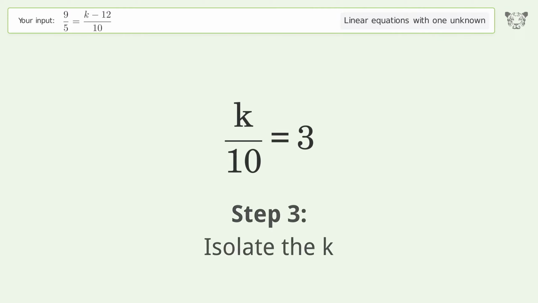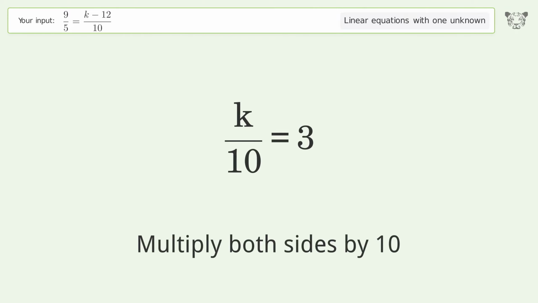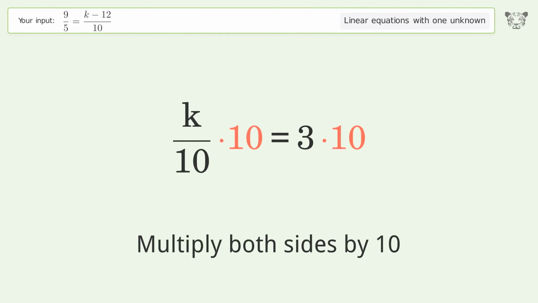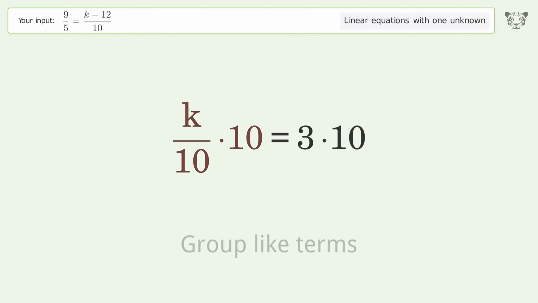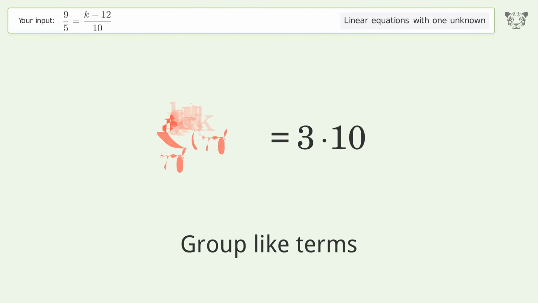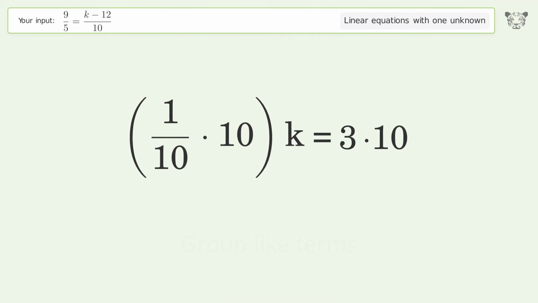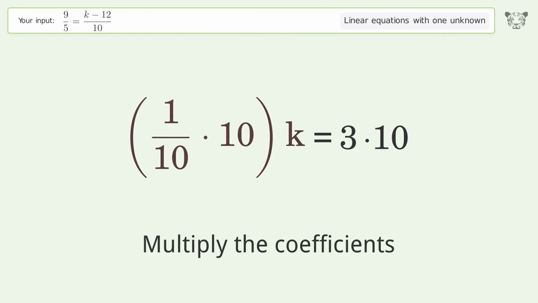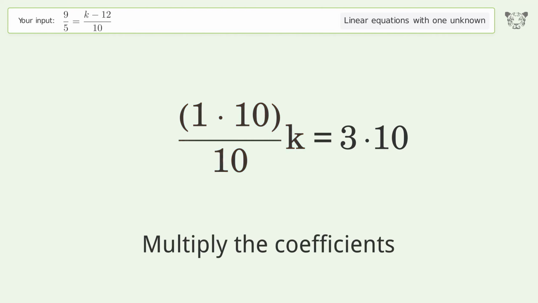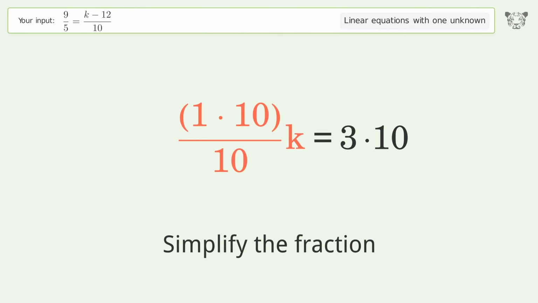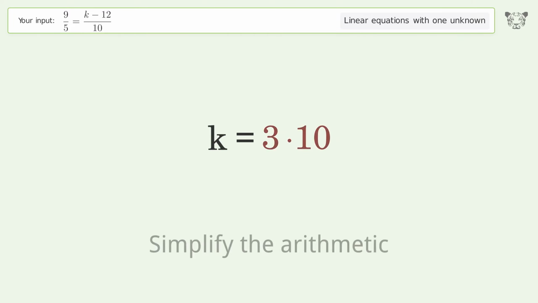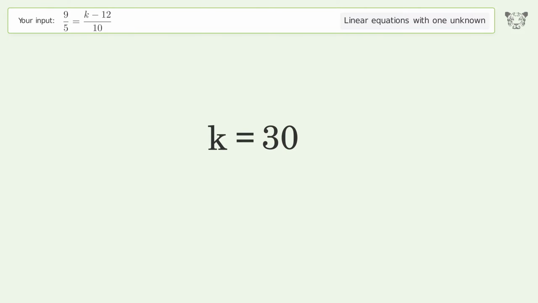Isolate the k. Multiply both sides by 10. Group like terms. Multiply the coefficients. Simplify the fraction. Simplify the arithmetic. And so the final result is k equals 30.